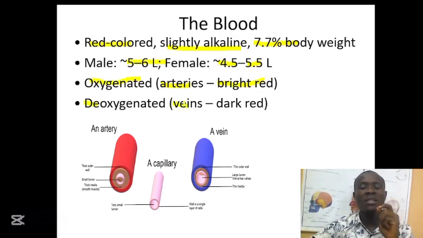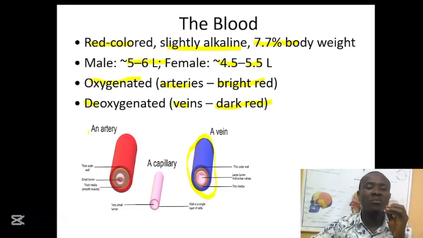It carries oxygenated blood. You have to take note of that one. And the blood that is found in the veins is dark red. Forget about the picture that you are seeing here, in which you can see that they are having the blue color. In reality, they are having a dark red color. In your textbook, you can see the blue.